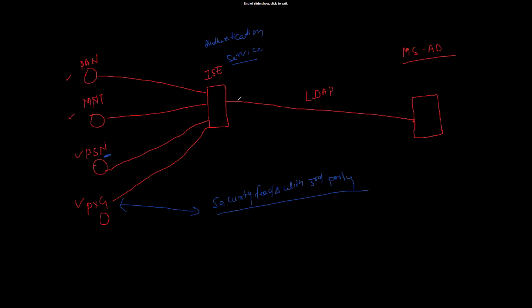So basically here for the LDAP with MS AD, we are going for authentication services. At that time, PSN is going to work. So that means your PSN node would be helpful here for the communication with the Active Directory. Okay, not PX Grid. PX Grid would only be used if you are integrating third-party services.